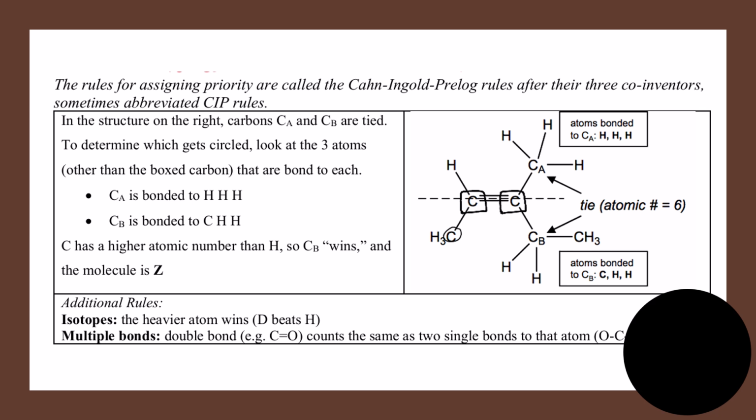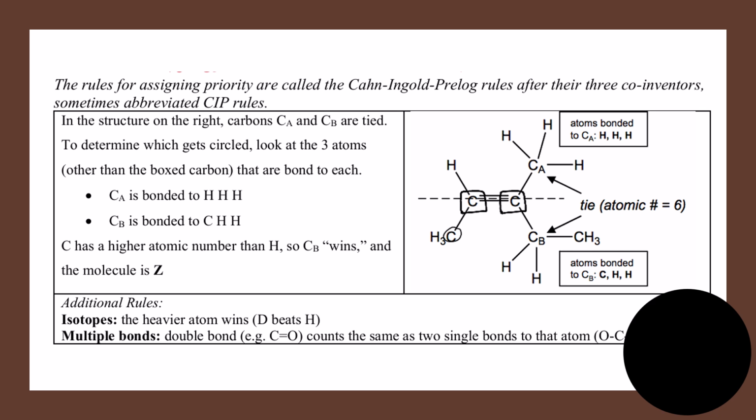If we look towards the other carbon, the first things it's attached to are both carbons. That means we have to go to the next layer to see which one has priority. If we go to the next layer, let's look at Ca, all we have is hydrogens. But if we look at Cb, we see that it's attached to a carbon and two hydrogens. A carbon and two hydrogens is heavier than three hydrogens, so that is where we assign the higher priority. So in this instance, we have a Z double bond.